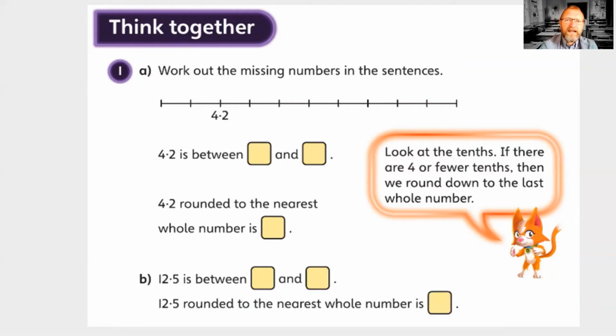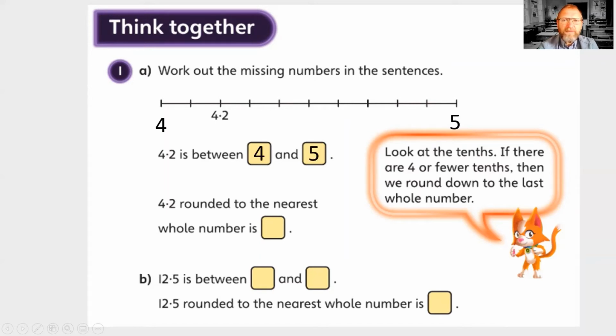So let's look at the answers. Now 4.2, what are the whole numbers around 4.2? Well, if we round down, that would round down to a 4. If we rounded up, that would round up to 5. So 4.2 is in between 4 and 5.